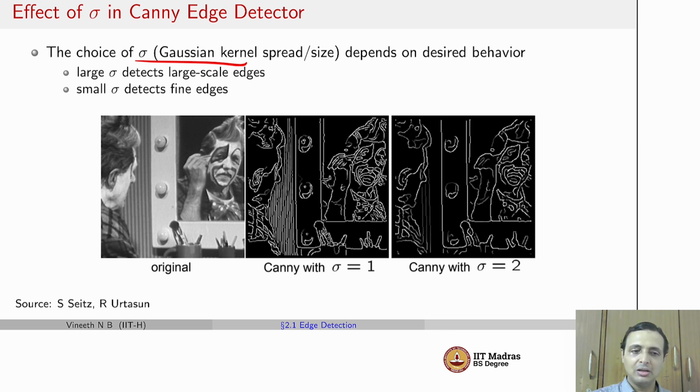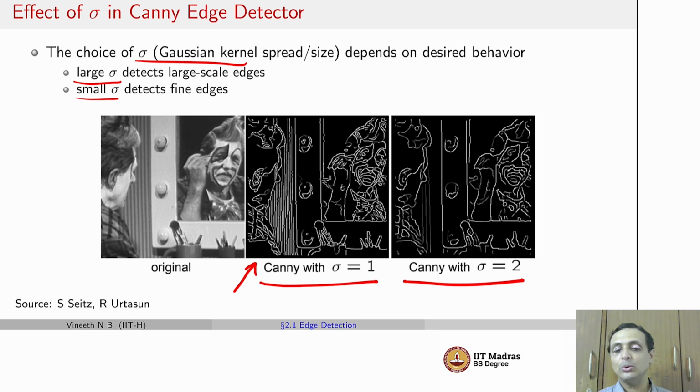You will notice that a large sigma detects large scale edges and small sigma detects finer edges. Okay? It's very straightforward. So if you had a Canny with sigma equal to 1, you would have lots of small edges, whereas if you now increase sigma, then you would end up finding a Canny filter which has only large scale edges, not finer details, mainly because you've increased the variance of your Gaussian.